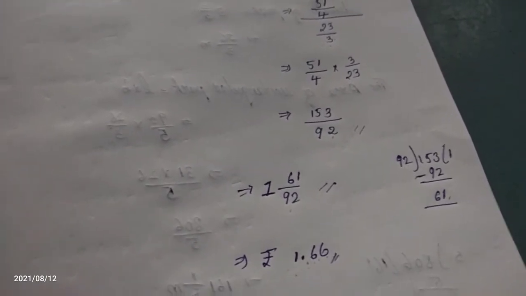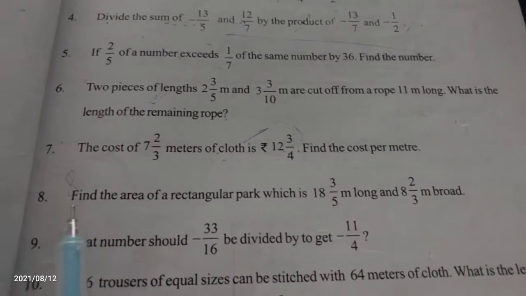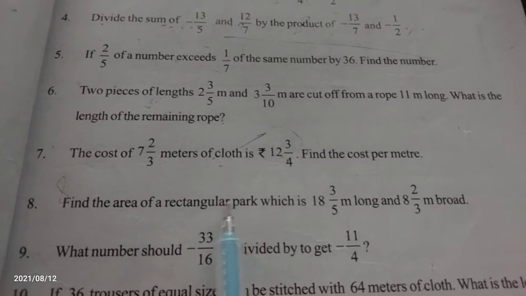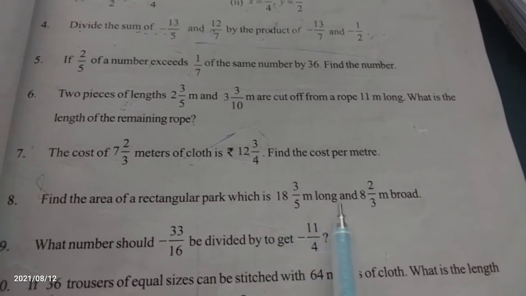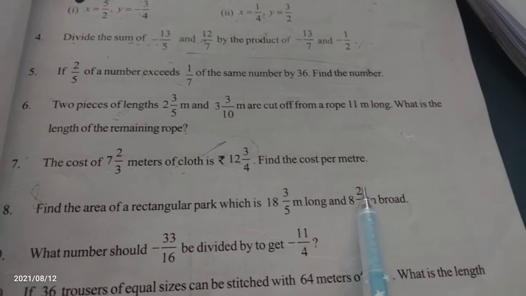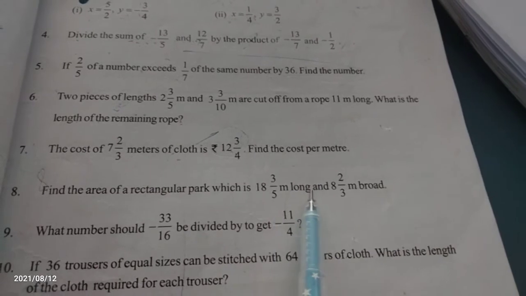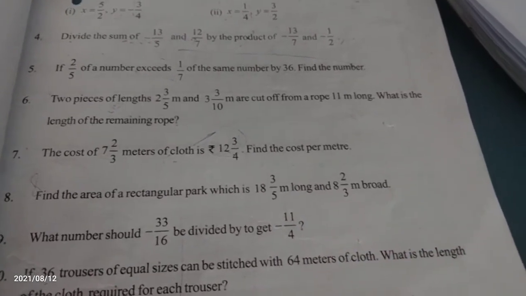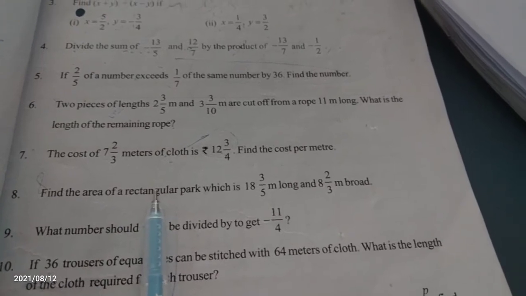Up to that clear? We have finished the 7th one now. Come to the 8th one. Find the area of a rectangular park which is 18 3/5 meter long and 8 2/3 meter broad. Broad means breadth. Okay, long means length, broad means breadth. What do we have to find? We have to find the area of the rectangle.